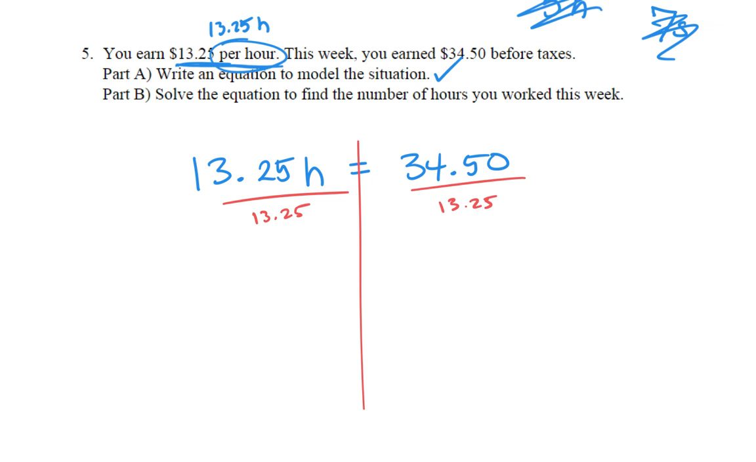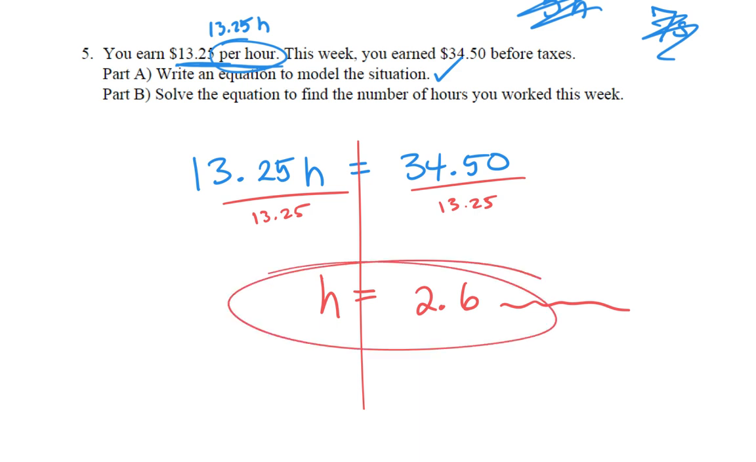That didn't come out so nice. I'm going to try that again. 34.50 divided by 13.25. Ew, gross. I worked about 2.6 hours. There was a lot more fun stuff at the end of that, but if we round it to the nearest tenth, we got 2.6 hours. Cool. That's not very many hours. That's not going to pay my car insurance.